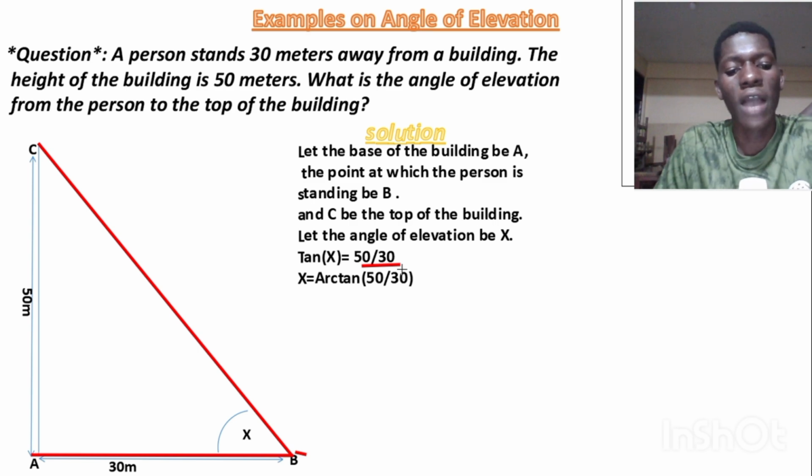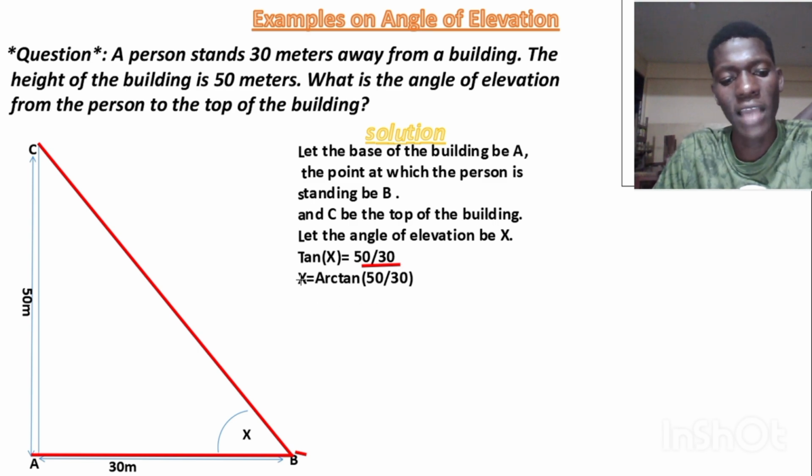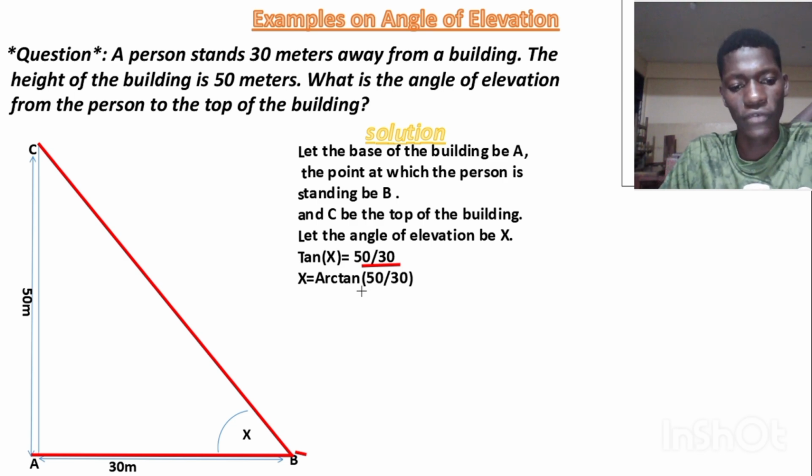So here we have arctan. Arctan means tan inverse. So this one can be read basically like x equals tan inverse of 50 over 30. And we can use our calculators to find this. Using our calculator, I think we'll get something like x equals 59.04 degrees to 2 decimal places.